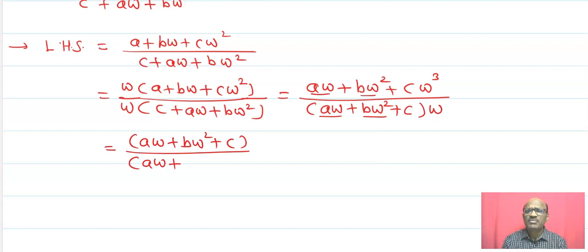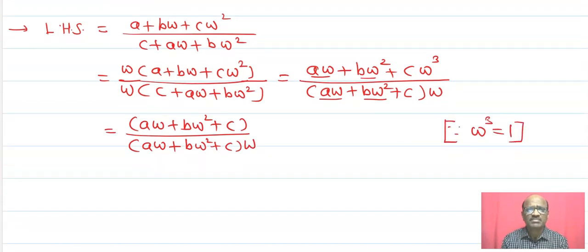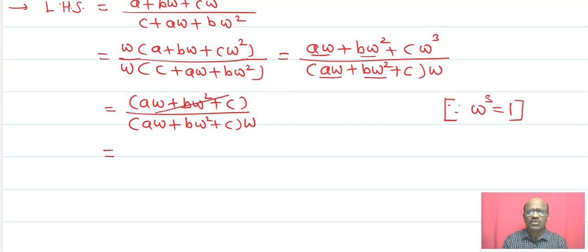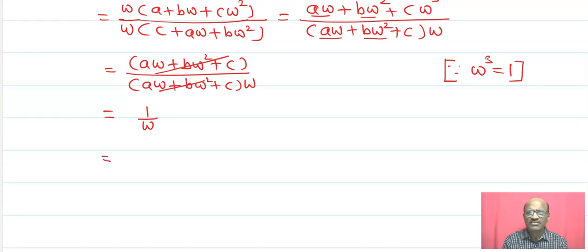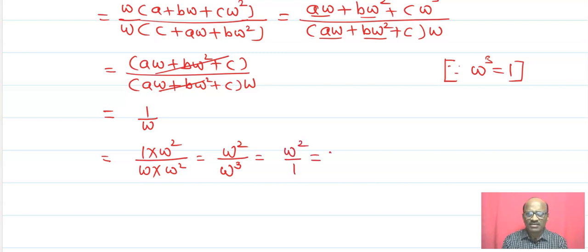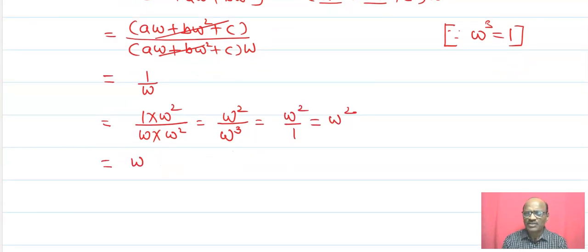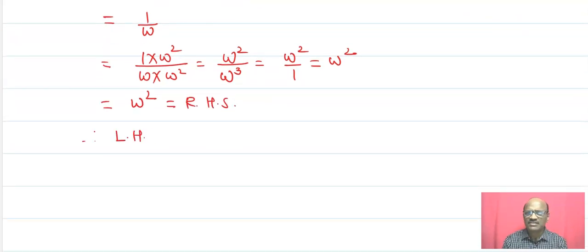C omega square to the numerator. The value of omega cube is 1, and it is written as A omega plus B omega square plus C, and to the denominator A omega plus B omega square plus C into omega, and overall it is 1 upon omega. Now 1 upon omega is found in a different manner. Again multiply the numerator and denominator by omega square. That is omega square upon omega cube, and omega cube means again 1, and so you are getting omega square, which is nothing but the RHS.